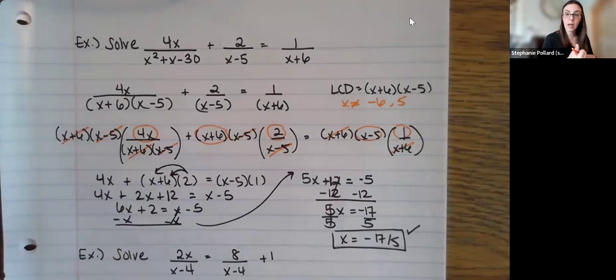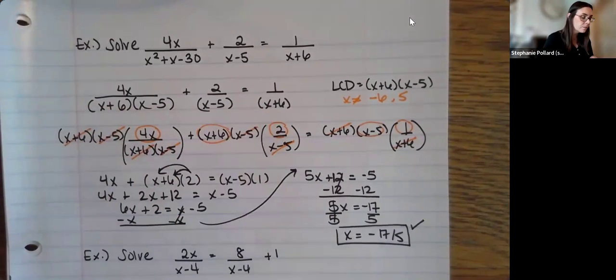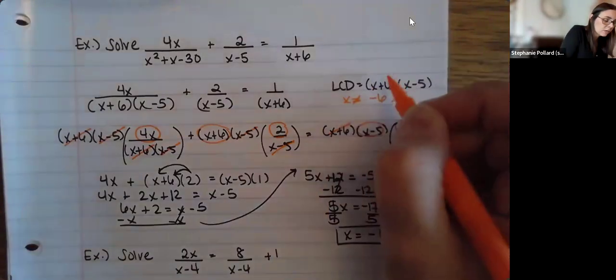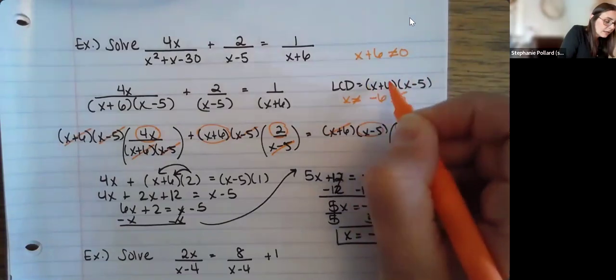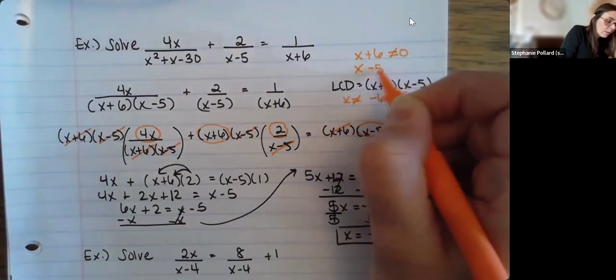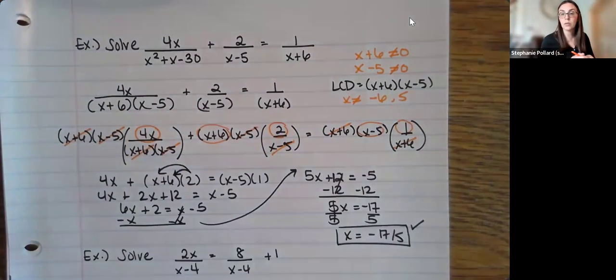So again, watch your denominators, make sure you're not creating any values that divide by 0. And then I can always solve these two. So if you're not sure where I'm getting this from, I'm just solving x plus 6 and x minus 5 not equal to 0. So I'm looking at all my possible denominators, and those are the only two factors I see.